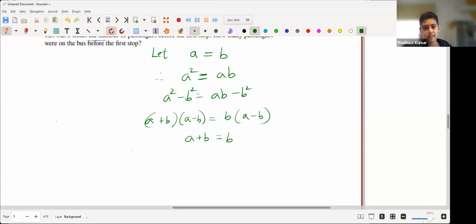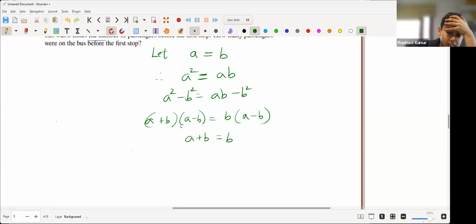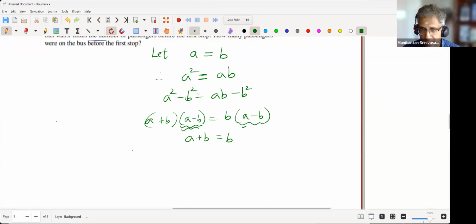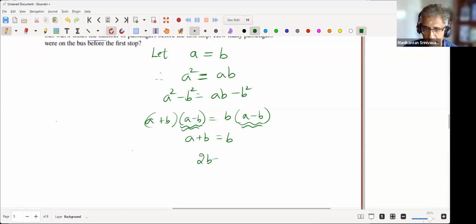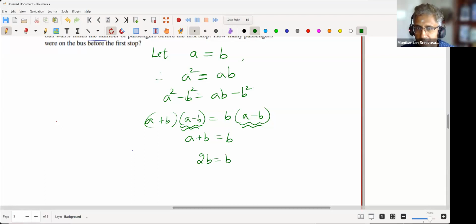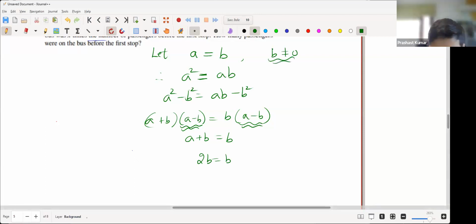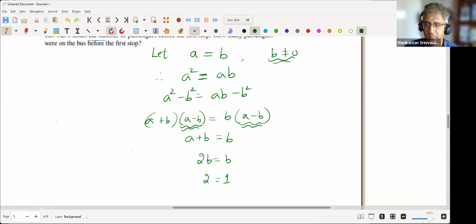A minus b is common on both sides. Wait, what? This is a minus b. But how can a plus b equal b? Okay, then a must be 0 then. Okay, but I didn't say a is 0, right? I'm going to complete it: 2b equal to b. In fact, I will say a equal to b and b is not equal to 0. Wait, then what? Therefore 2 equal to 1. Wait, so then how did you take b common? You agreed with everything I said. Okay, so where is the mistake?